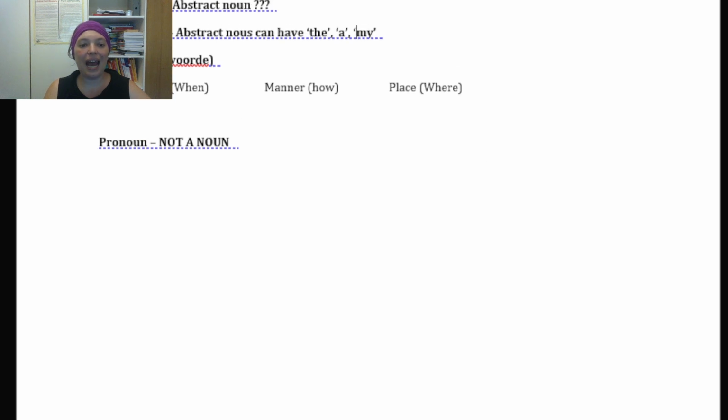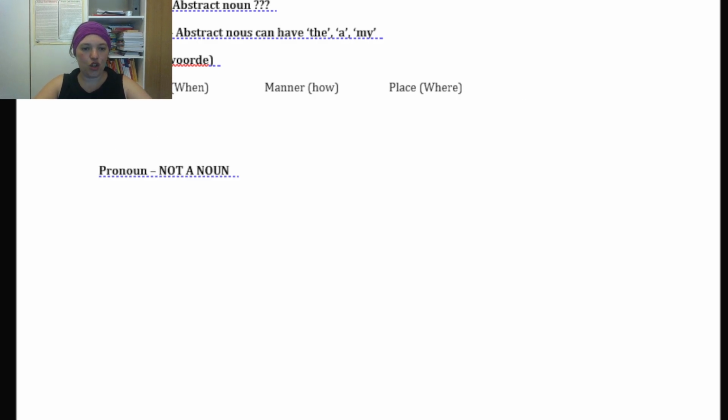If you're looking at adverbs, so dis bywoorde, and you want to know, is this an adverb or is it not? Then look at time, manner, and place. So what is the word doing there? If it tells you when, then it must be an adverb. If it tells you how, then it must be an adverb. If it tells you where, then it must be an adverb.